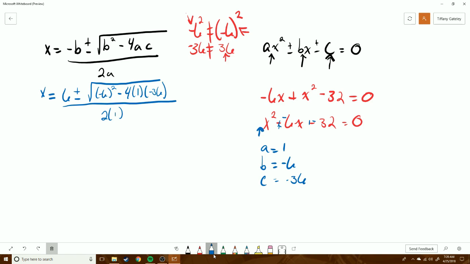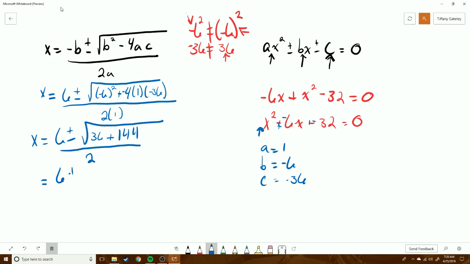So let's change back to blue. You have x equals 6 plus or minus the square root of 36 plus, because this plus goes to the negative, so negative times negative is a positive, 128, divided by 2. So this equals 6 plus or minus the square root of 164 divided by 2.